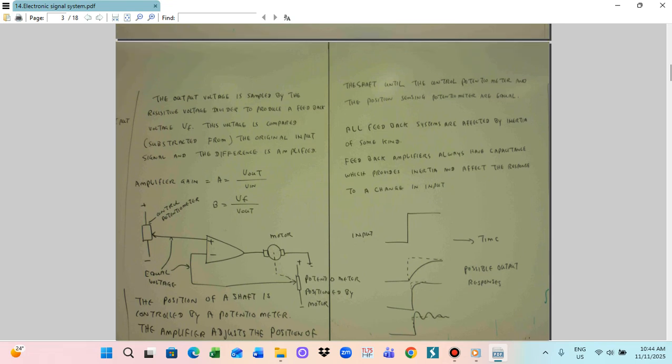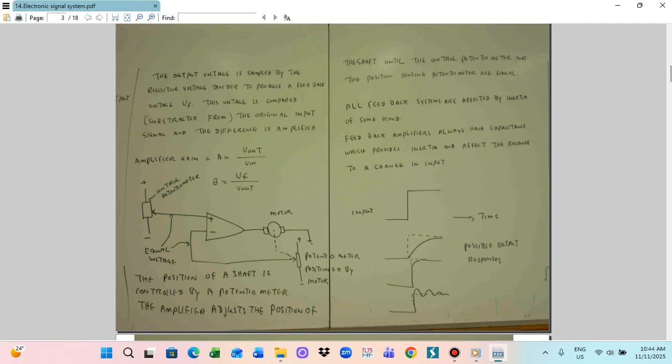Negative feedback amplifier is here. The input signal, the positive and negative input, with VS the source voltage, and the output with VR, the output voltage coming out. So here we can use the feedback loop.